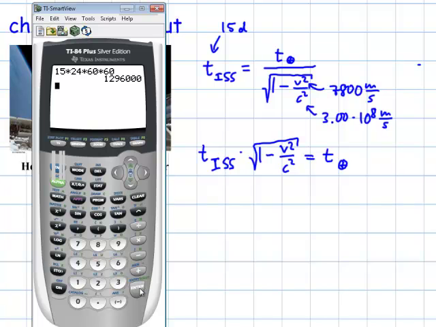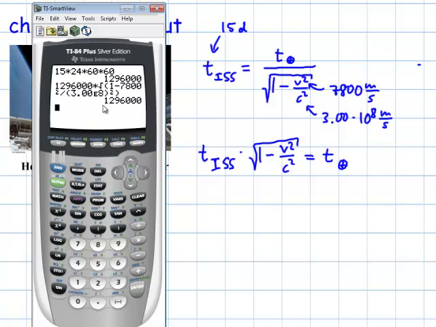So that's 1,296,000 seconds. So 1,296,000 multiplied by the square root of 1 minus, and so I'm using the normal gamma factor, and then divide that by the speed of light, 3.00 times 10 to the 8th squared, and put another square there. So I'm actually not going to use the hint, but watch what happens when I do that.